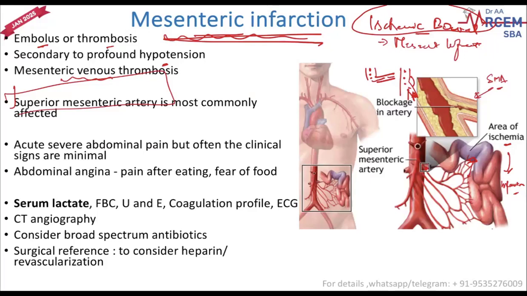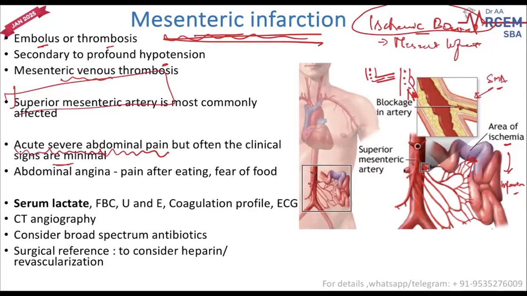It cries for help. That's why it causes severe pain. This patient presents with acute severe pain. They'll be literally rolling on the bed when they present to the emergency department. But when you examine these patients, hardly will you get any signs. The abdomen might be soft, non-tender, no guarding, no rigidity. The examination seems to be fine.